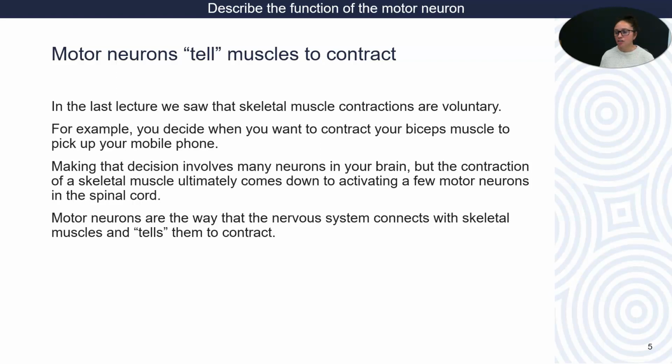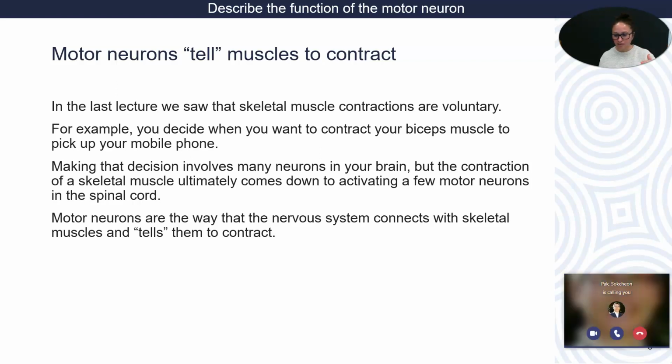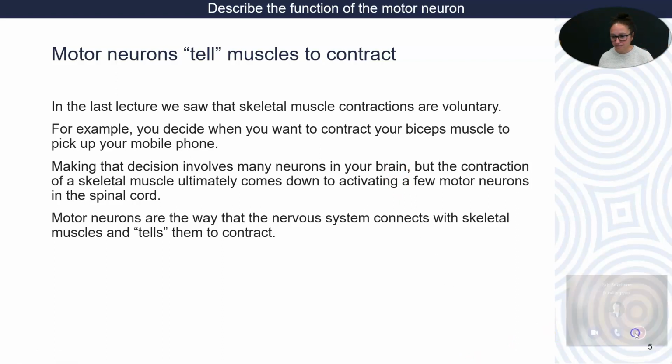Okay, so skeletal muscle is under voluntary control, which means that you decide when you want those muscles to contract. Okay, and that decision making happens in the primary motor cortex in the brain. So let's have a look at that.